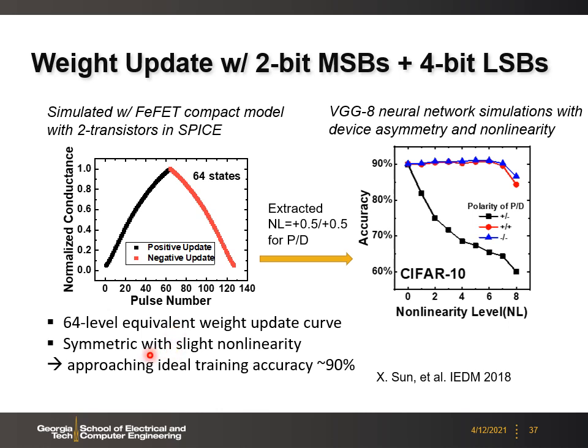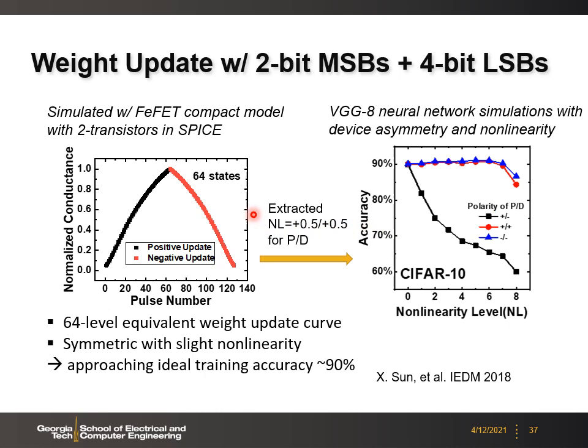The symmetric weight update is very important to achieve high training accuracy. As you see here in this neural network simulation, considering the linearity and the symmetry of the weight updates, you can see that if the weight update is asymmetric between the positive and negative weight updates, then the accuracy will quickly drop with increasing nonlinearity.